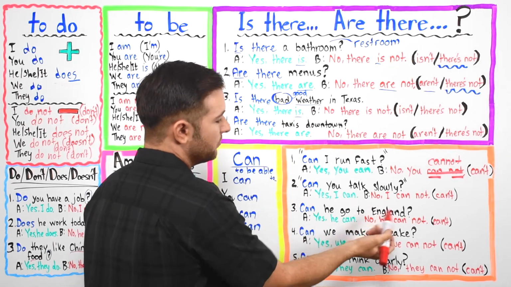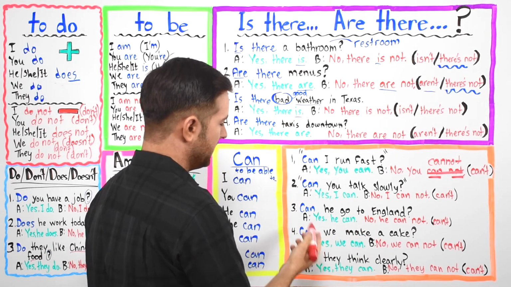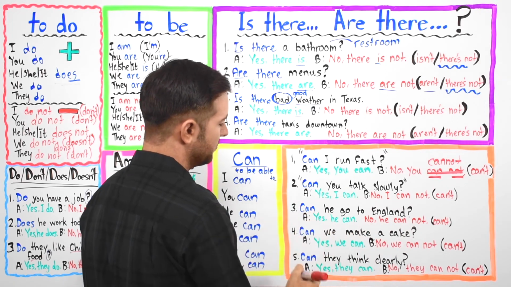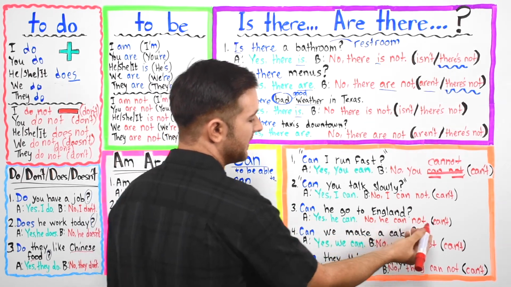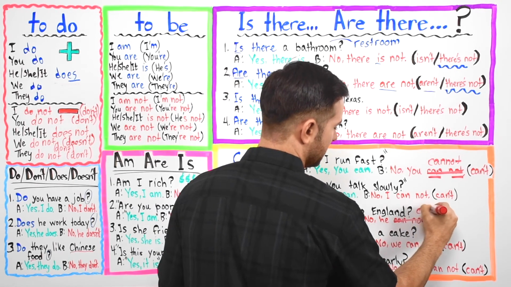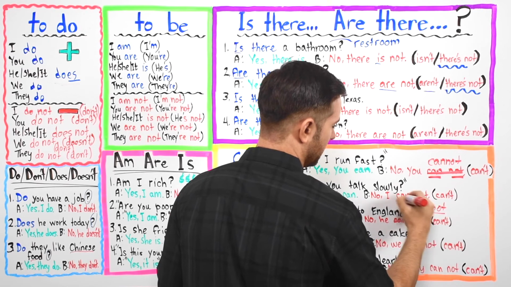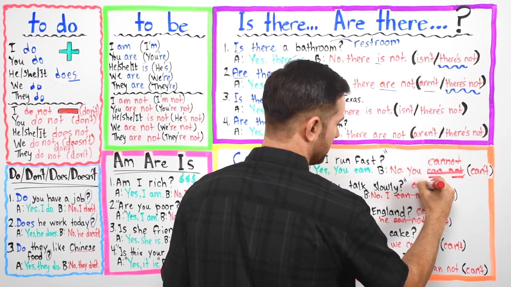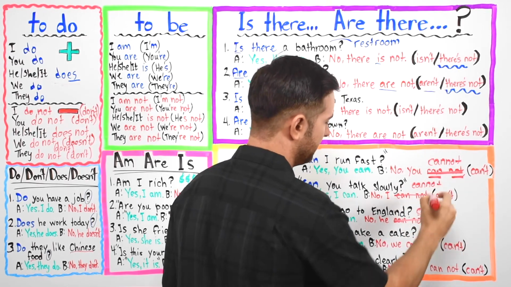He can go to England. Okay, can he go to England? Yes, he can, or no, he cannot, or no, he can't. And remember, we can put cannot here like this as one word, also here as one word. Oftentimes you'll see it like that.